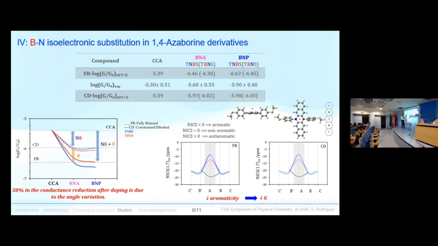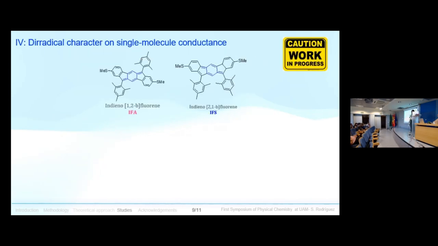And in both cases, we obtain the same result. If we focus on the central ring, through which the conductance takes place mainly, we obtain a high reduction of the aromaticity of the ring when we go from the all carbon system to the doped analog, and a slight decrease when we increase the conjugation of the central unit in the molecule. So this reduction in aromaticity is related to the reduction in conductance that we obtain. Okay. So basically, a loss of aromaticity promotes a reduction of the conductance in the system.